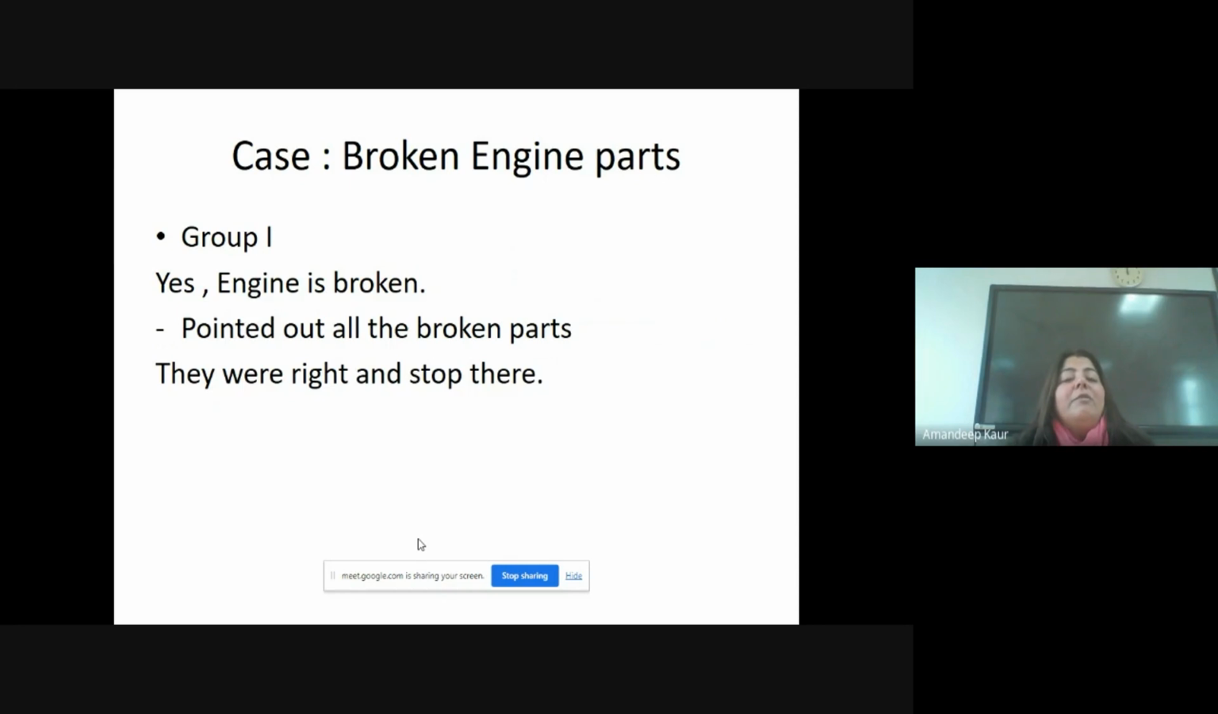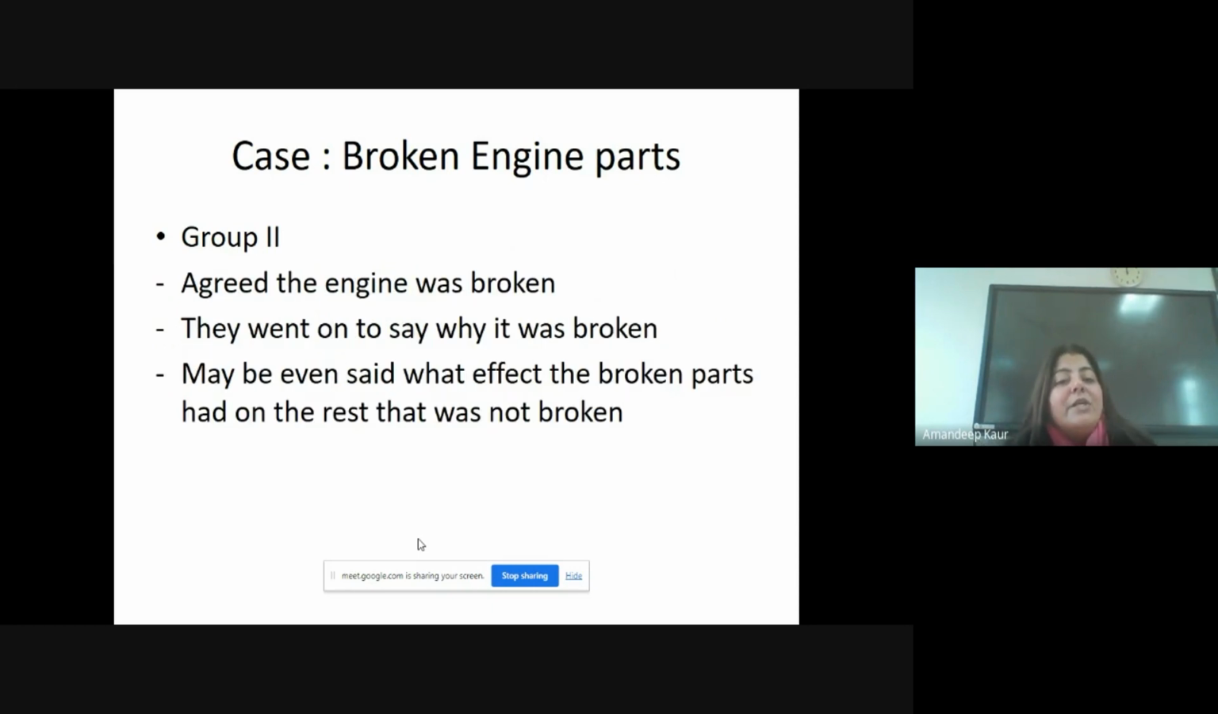Another example from the field of mechanical engineering is the case study analysis of a broken engine part. The faculty divided the class into three different groups: group 1, group 2 and group 3. After the case study analysis time period was over, group 1 students came to the faculty and said, yes, the engine is broken, pointed out all the broken parts, and they were right, and stopped there.